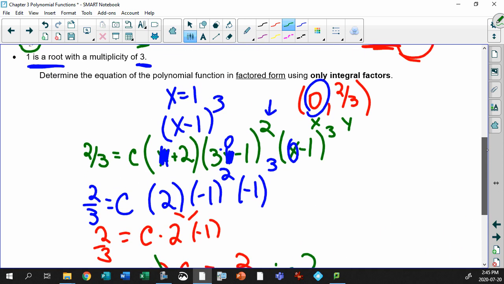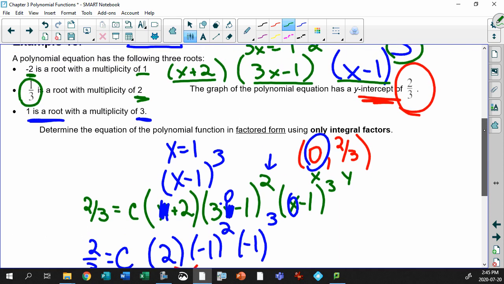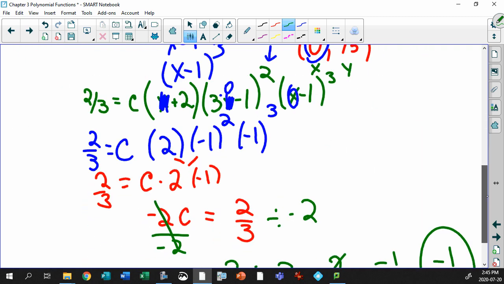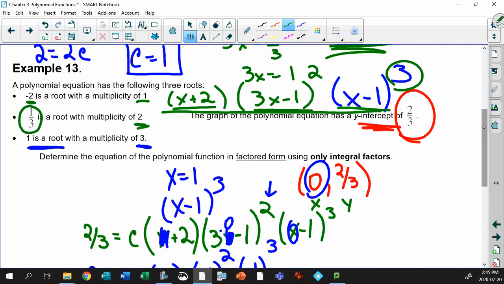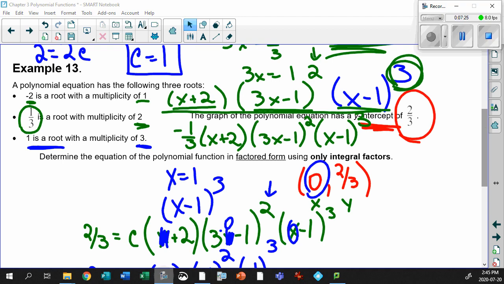So all you have to do is remember that c value is minus 1/3. Go back over to here, okay? Write everything out like you had before. Well, where is it? Oh, there it is. So our c value is minus 1/3. Was it minus 1/3? Yes. Whew. Okay, good thing I checked. Minus 1/3, x plus 2, 3x minus 1, there's a multiplicity of 2. And finally, x minus 1 with a multiplicity of 3. Oh my goodness, what a neat question and what a great way to end this unit.